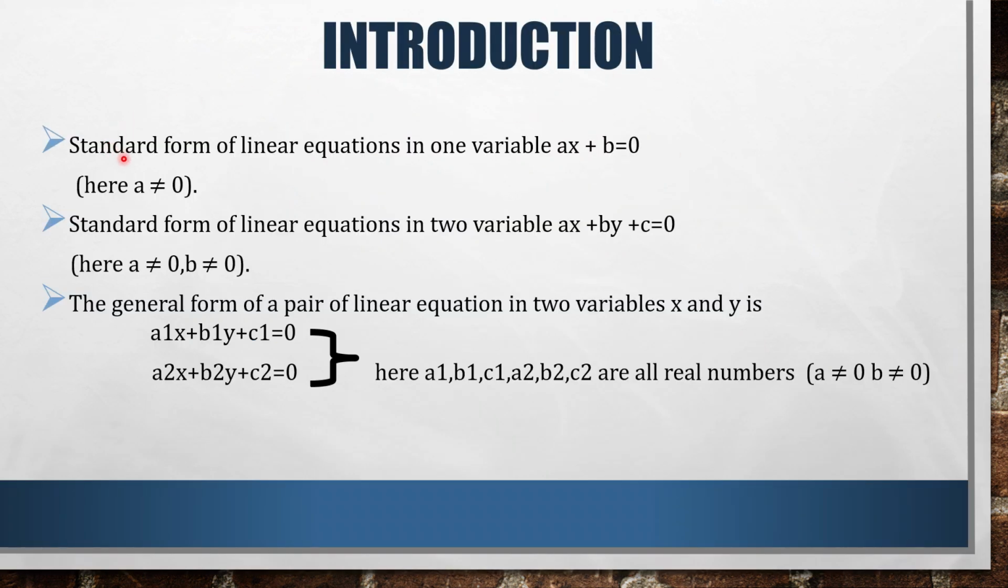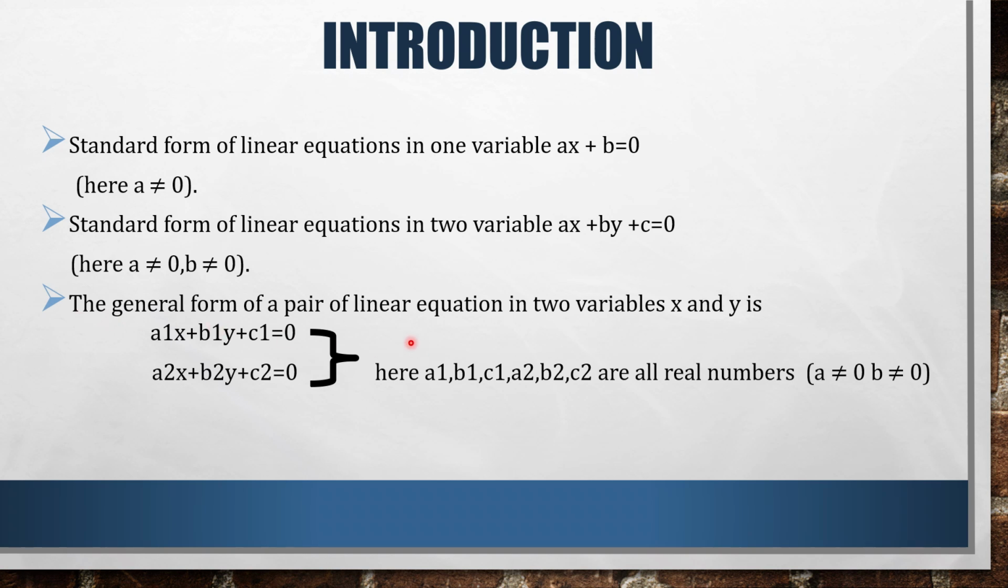Introduction. Standard form of a linear equation in one variable: ax plus b is equal to 0. Here a is not equal to 0. Standard form of a linear equation in two variables: ax plus by plus c is equal to 0. Here a is not equal to 0, b is not equal to 0.